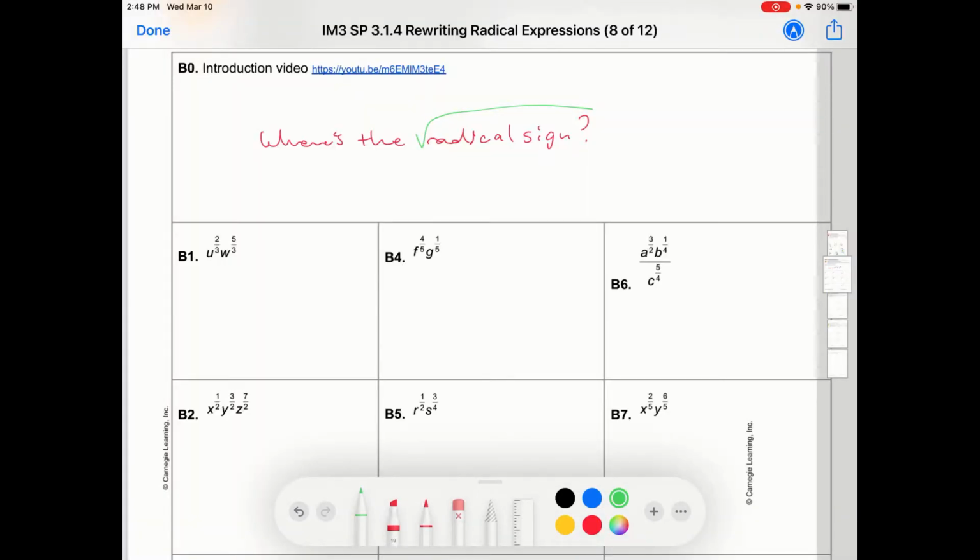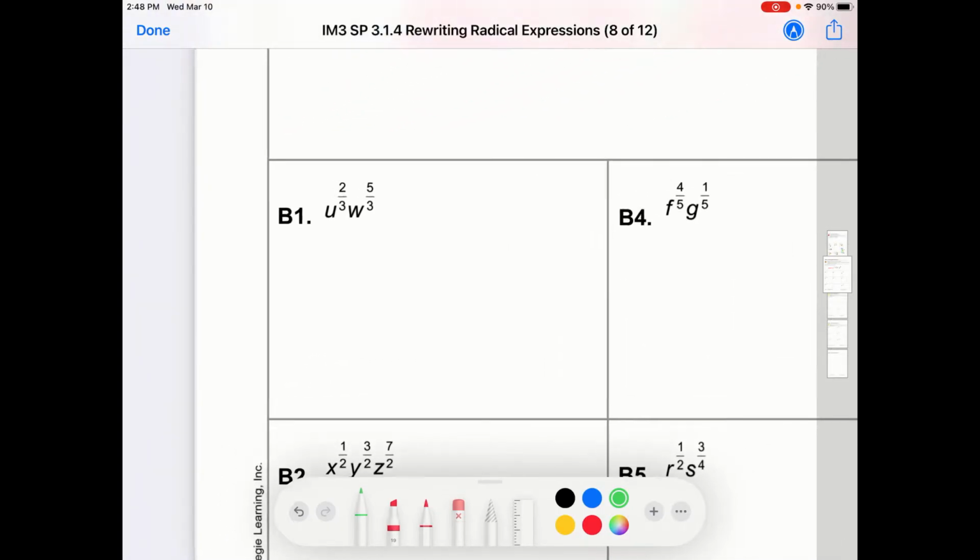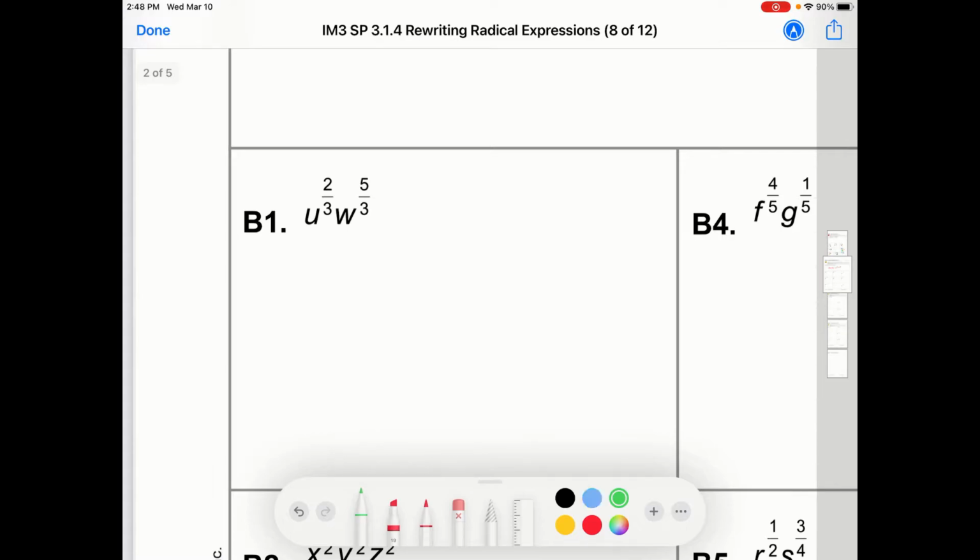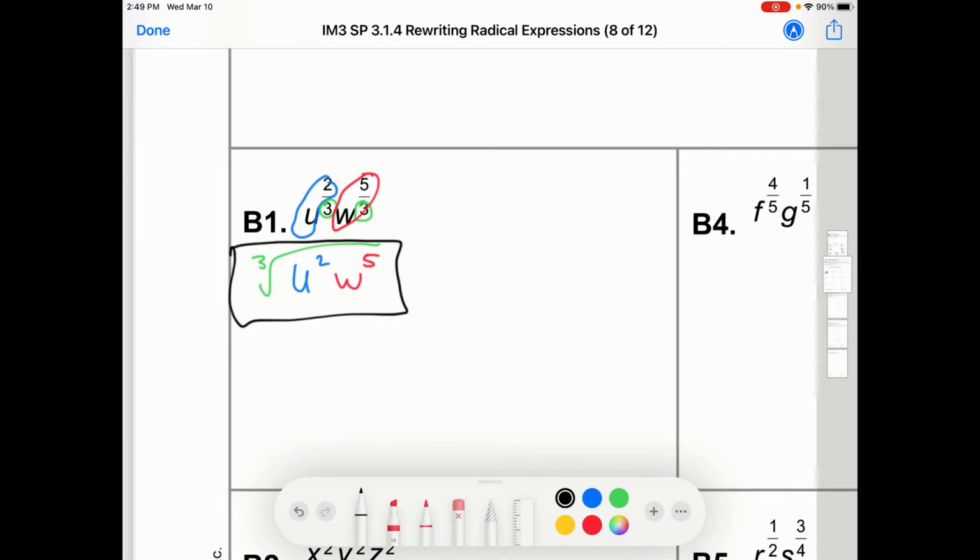Hey guys, let's go over the B problem set. And remember, the question from the intro video is, where's the radical sign? Well, I got to make it a radical sign. So I have u to the 2nd power. And the 3 here tells me that's the index. Now the good thing is that this one already has an index of 3. So that would be just w to the 5th power here. And this would be my answer for B1.